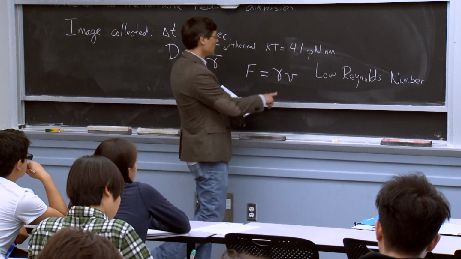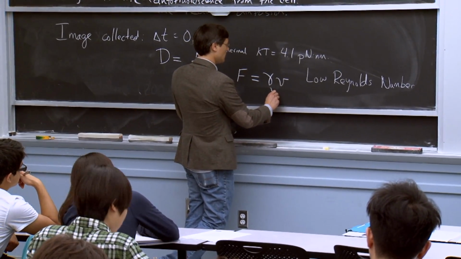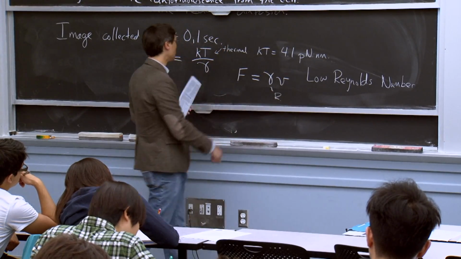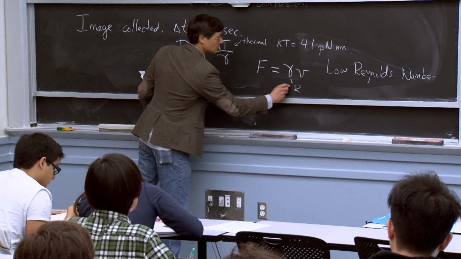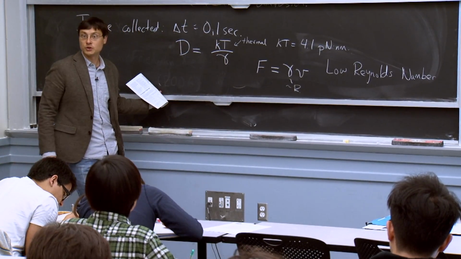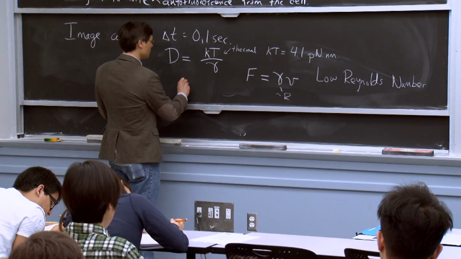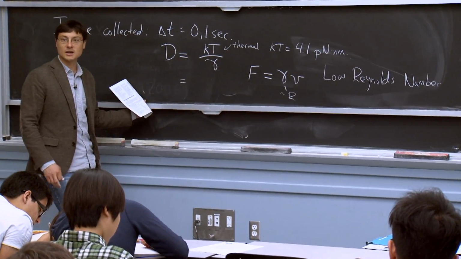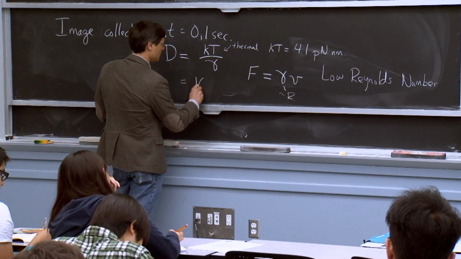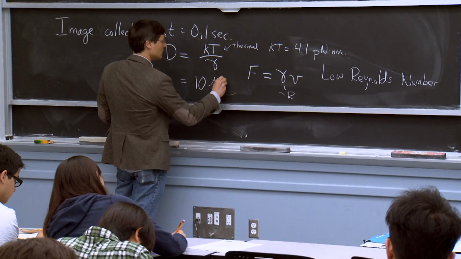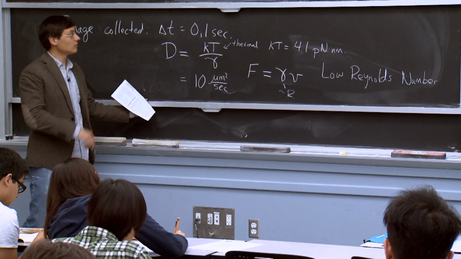Okay. Now, indeed, this thing scales as the radius. So in principle, we can actually calculate roughly how the diffusion coefficient is going to behave as a function of the size of the object and so forth. But I'll just tell you that for a protein-sized object in the cell, you might get something like 10 micron squared per second.